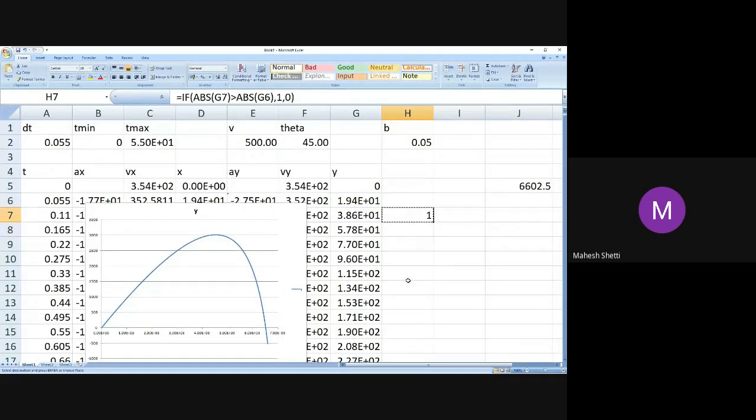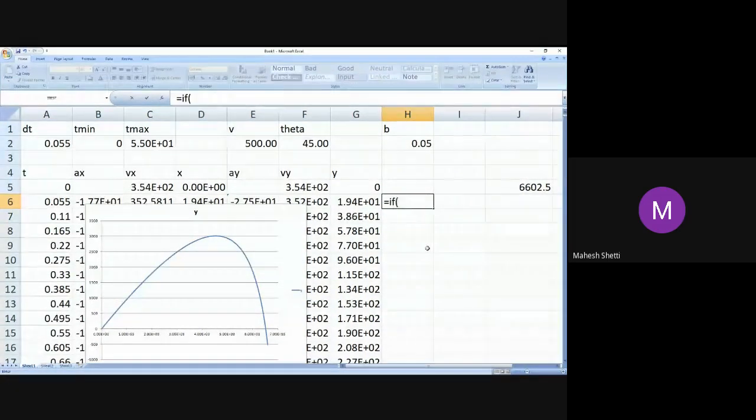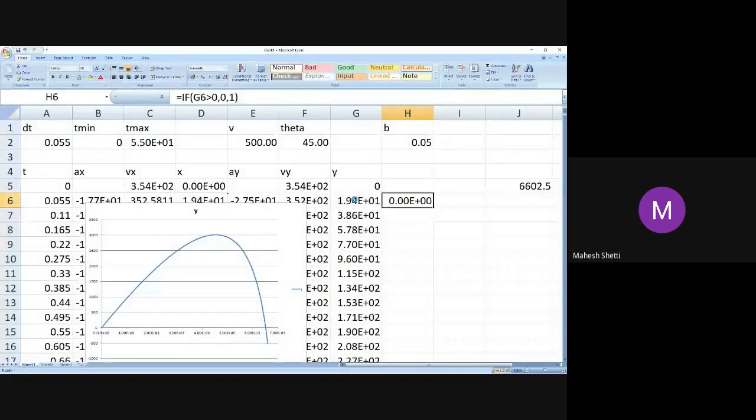Okay, so here it is increasing. No, I don't want to find out that. I want to find out when it becomes negative. So I can straight away write here. Okay, I can also find out what is the height by that, but I can just find out if this is greater than 0, write 0, else write 1, and you can apply it to H1005.